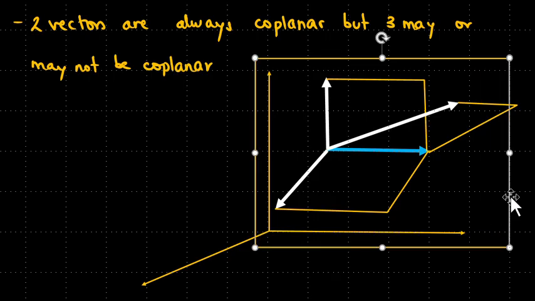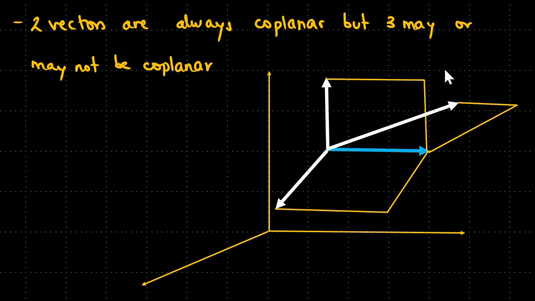But it's not what I'm trying to show. Since this is a 2D page, it will look as if all of them are in the same plane, but they aren't, since I'm making a 3D figure. But think about it, which means two vectors will always be coplanar, but three vectors may or may not be coplanar. So that's a key insight that you must have in order to, I don't know why you must have it. I guess to understand vectors more, I would say.